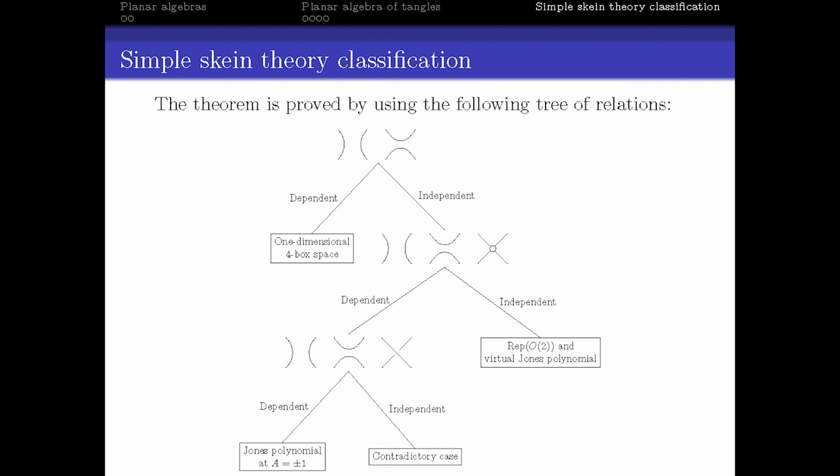But if the two are dependent, then in either case, we arrive at either a planar algebra that doesn't make any sense, that's contradictory in some way, or one in which it's fully flat. And so in neither of those cases do we get anything new.